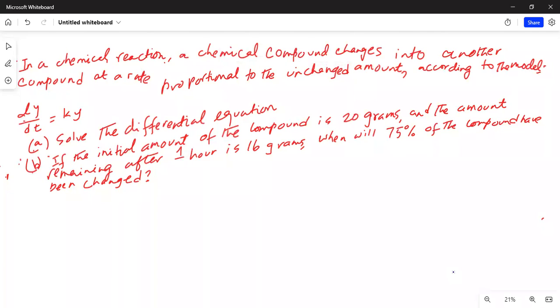In a chemical reaction, a chemical compound changes into another compound at a rate proportional to the unchanged amount according to the model dy by dt is equal to ky. Solve the differential equation. If the initial amount of the compound is 20 grams and the amount remaining after 1 hour is 16 grams, when will 75% of the compound have changed?